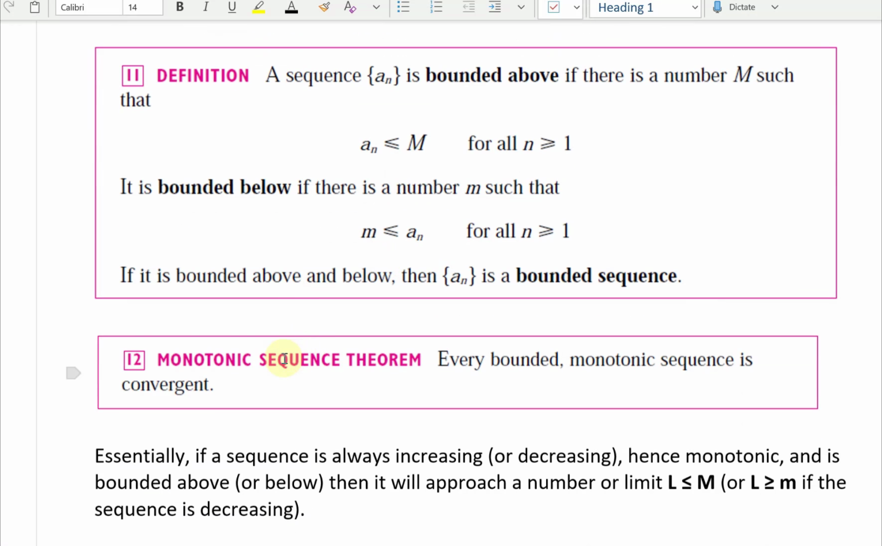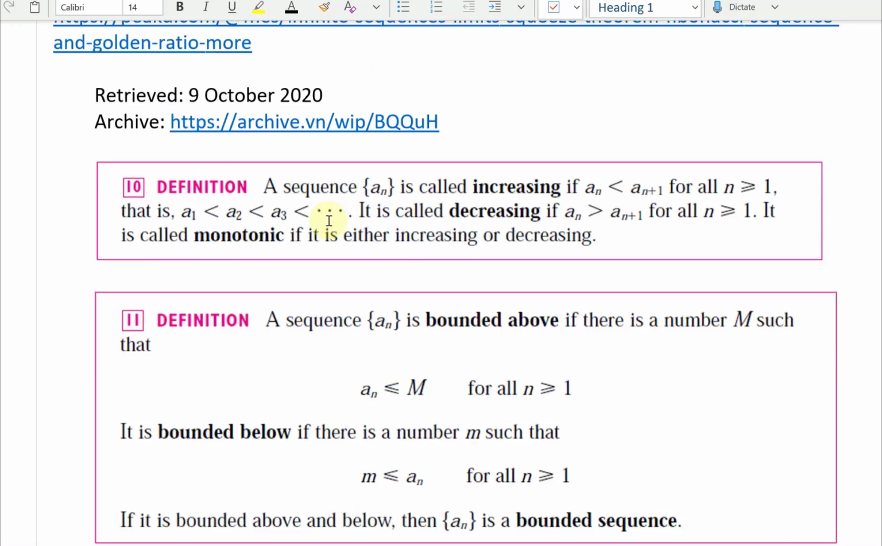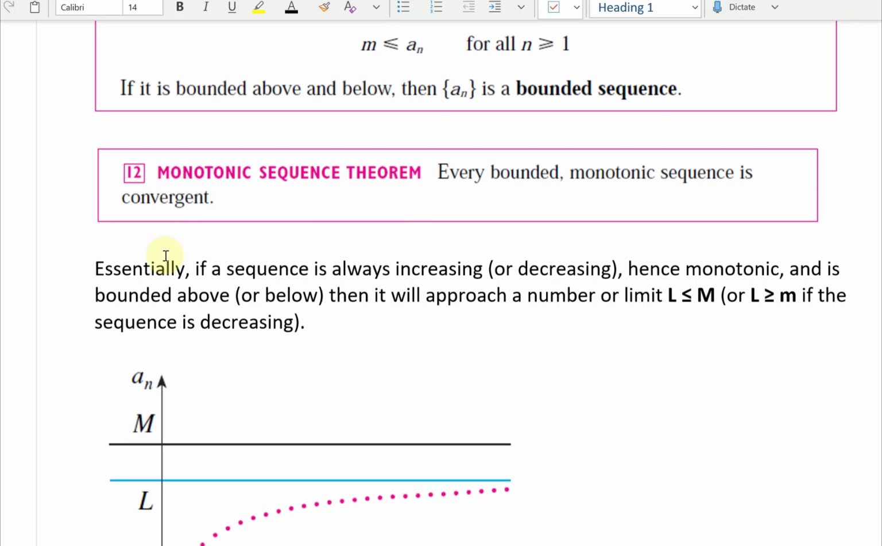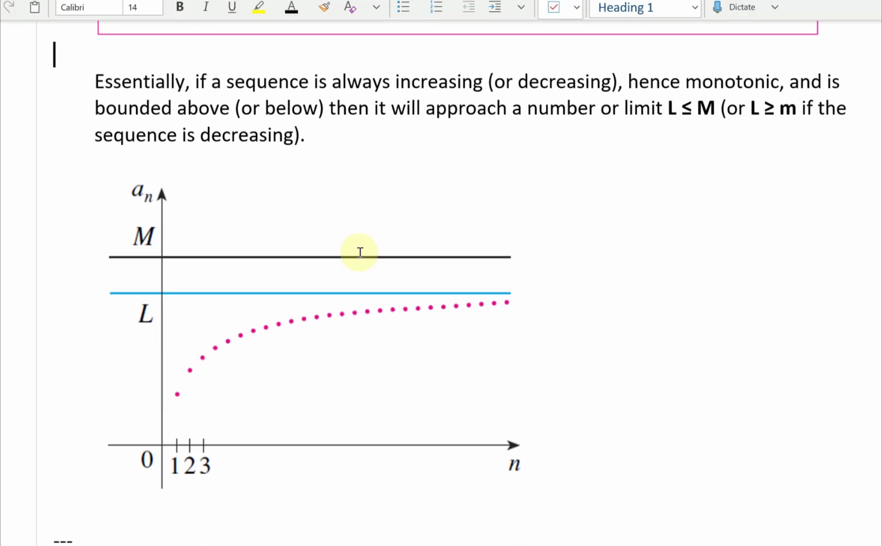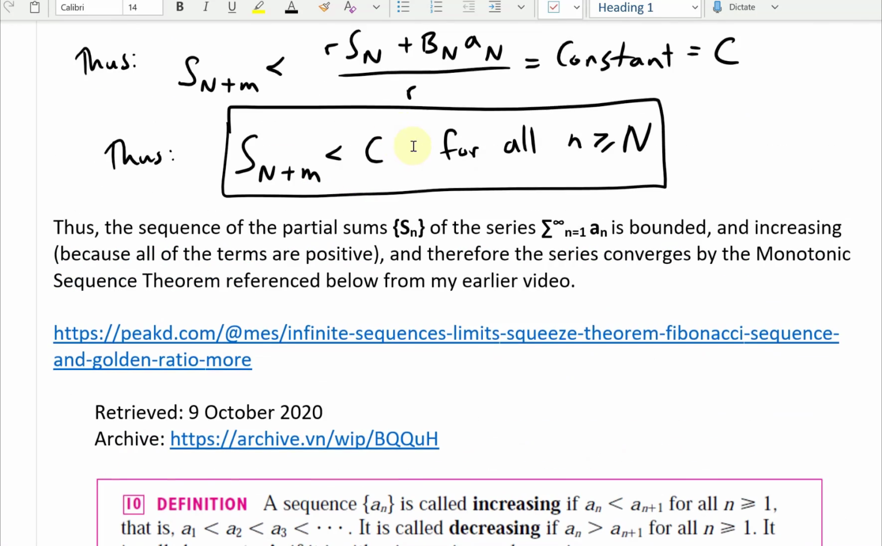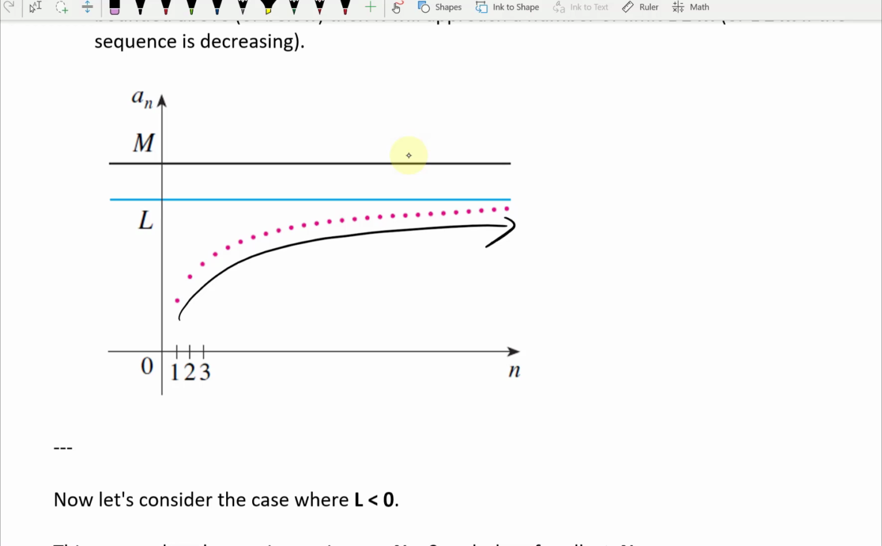And then here's the theorem, the monotonic sequence theorem: every bounded monotonic sequence is convergent. It's pretty straightforward. I went over the proof of it earlier, which is more abstract, the math of it. Essentially, if a sequence is always increasing or decreasing, hence monotonic, and is bounded above or below, then it will approach a limit capital L less than or equal to M, or L greater than or equal to M if the sequence is decreasing. So if it's capped below this capital M, in other words this constant c, and we're increasing because the terms are positive, it's going to approach a limit. In other words, it's going to converge.